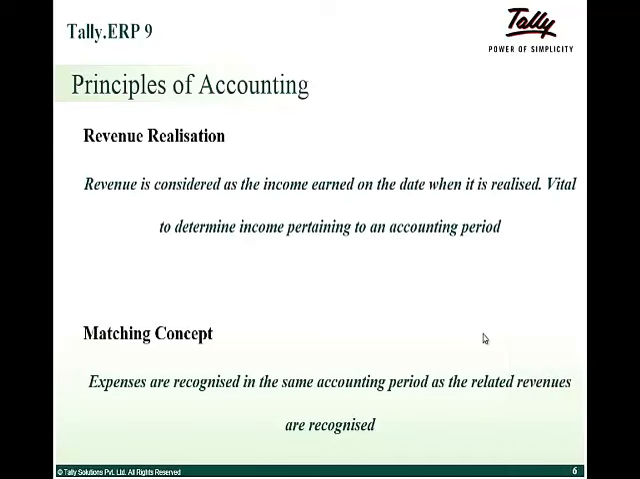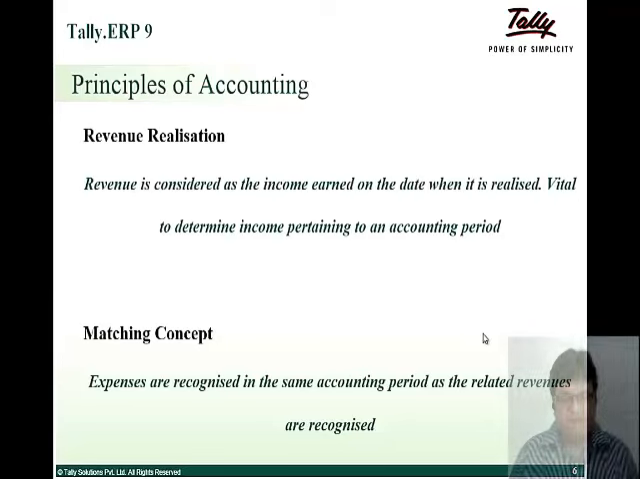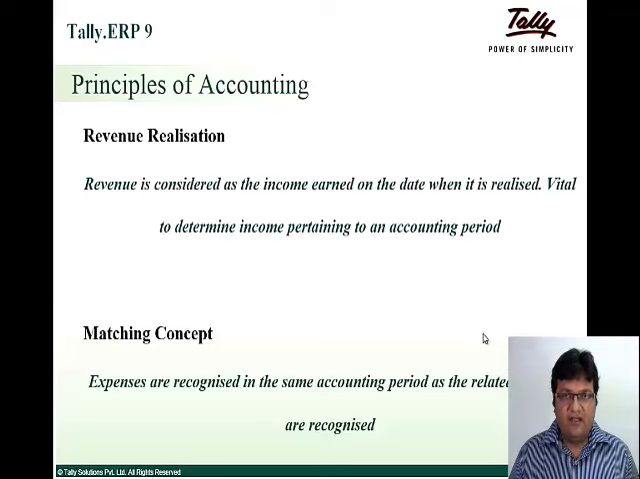The second principle of accounting is the matching concept. It's an expense which is recognized in the same accounting period as the related revenues are recognized. So expenditures which are done against the revenues in the same accounting period are known as the matching concept. Okay, we'll repeat these two again with an example. Revenue realization: a revenue is considered as income earned on the date when it is realized, when the money is actually received.